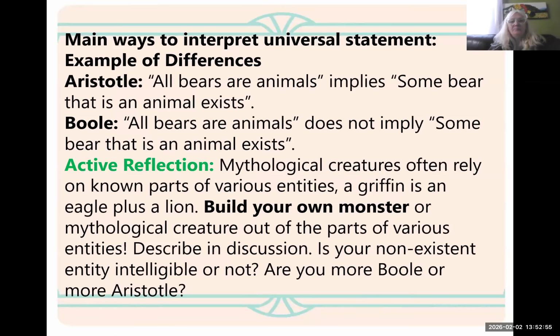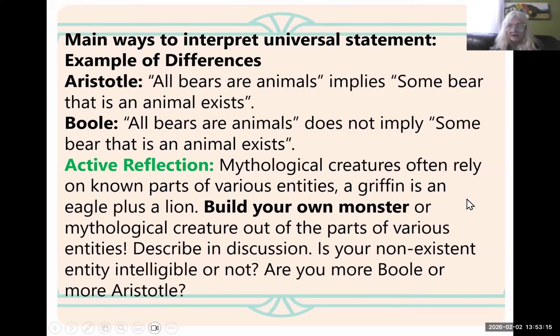So, if Aristotle says all bears are animals, this implies that some bear that is an animal exists. And if Boole says all bears are animals, this simply does not imply some bear that is an animal exists.